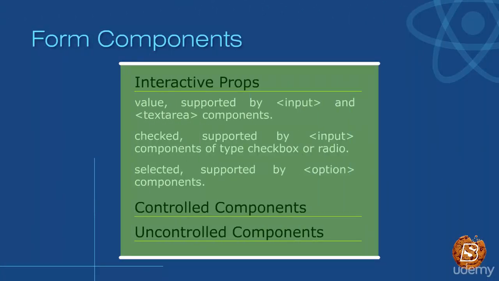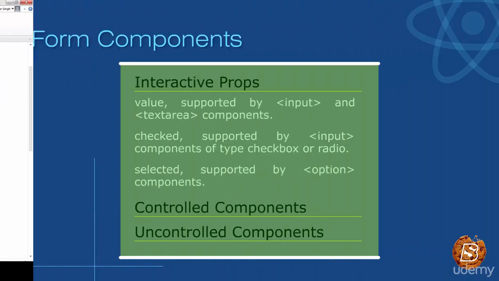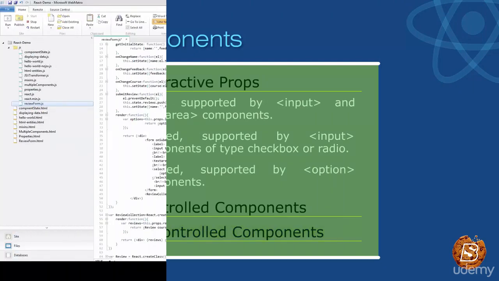Now coming on to the next topic, we have controlled components. Controlled components are those whose value is already set in the render function. In the example that we had in our review form, we were not setting a fixed value, we were setting the value to the state that was there, and the state by default was initially set to null. If I provide a value in the initial state itself, then these values will be treated as controlled components. The next in line is uncontrolled components.